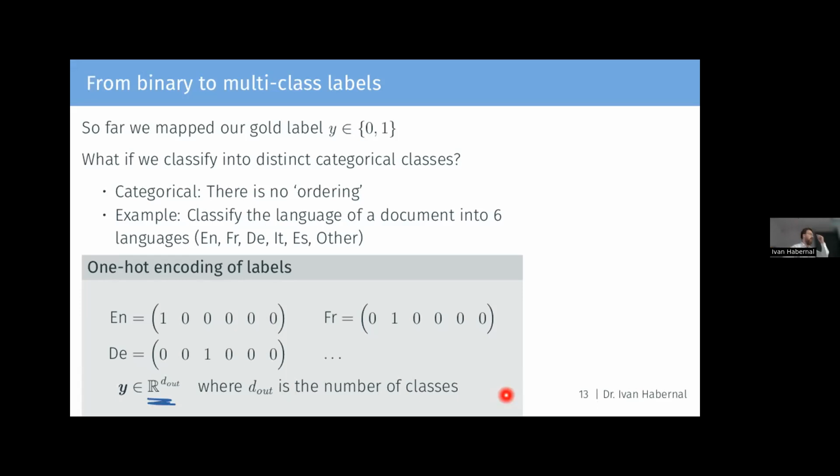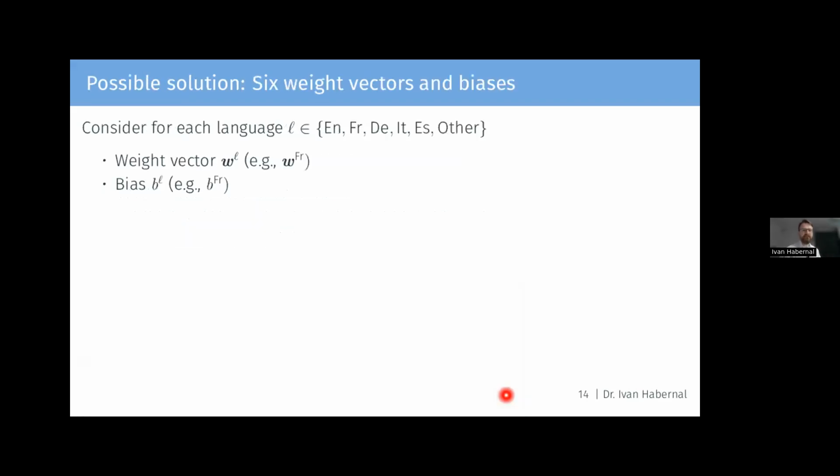So how can we solve this? We know we have linear functions, we have the sigmoid, but now we're not classifying into binary, 0 or 1. We are classifying into a vector. So how can we solve this? I have a possible solution here. For each of these languages, this fancy L here, we can have a separate weight vector, for example the weights for French, and a bias scalar for each language.